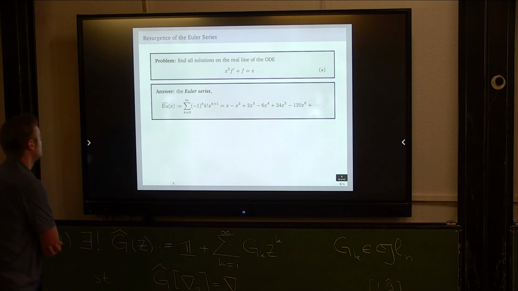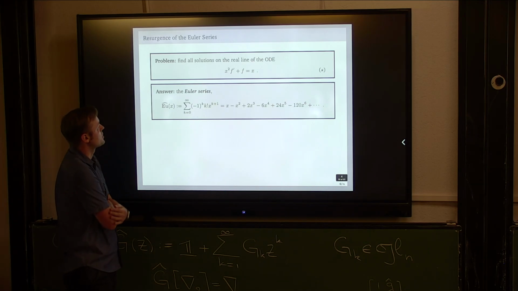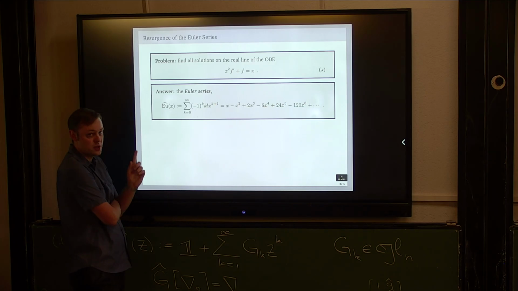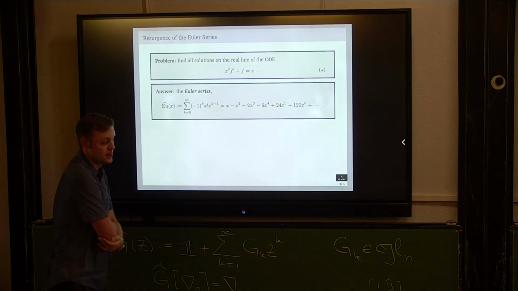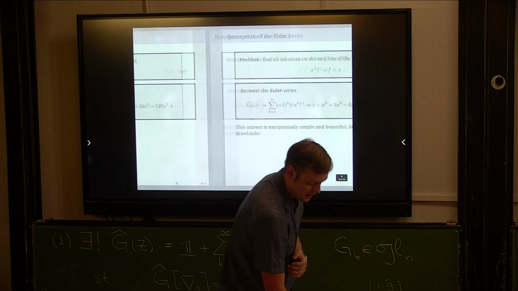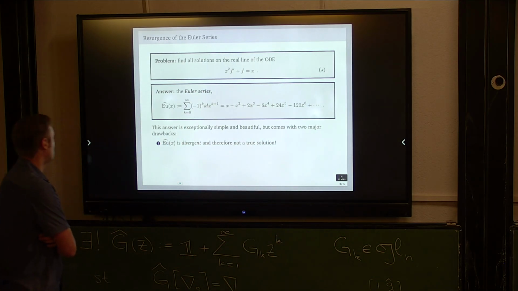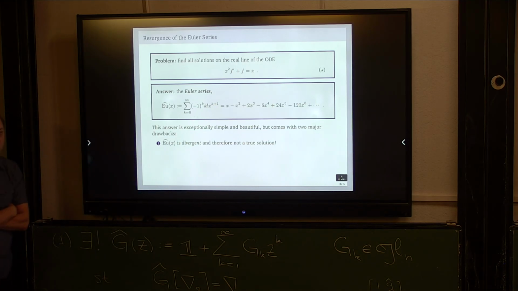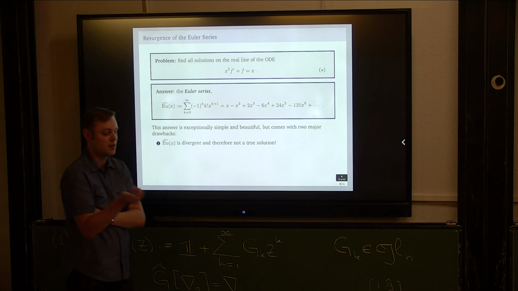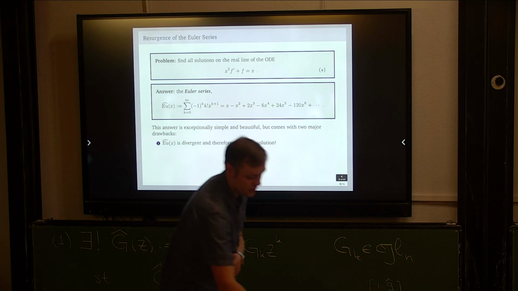Right, okay, so this is the problem that we've got. We've got this ODE that we want to find all solutions of on the real line. And we found a solution, which is this power series, the Euler series. It comes with some drawbacks. So first of all, I've already noted that this series is divergent. So it's not a true analytic object. I can't just take a value of x, plug in, and expect a number. So that's not so good.